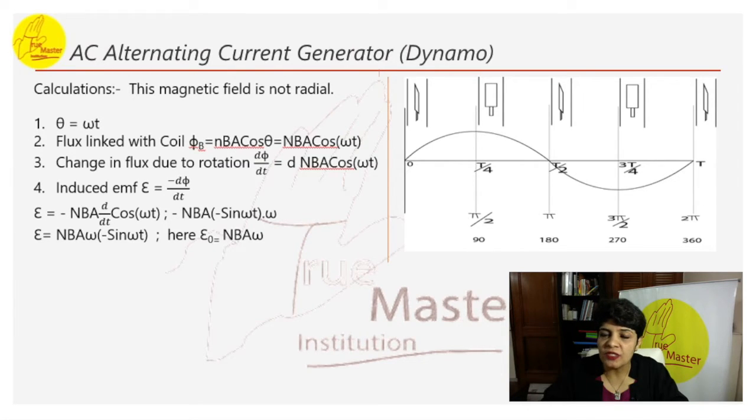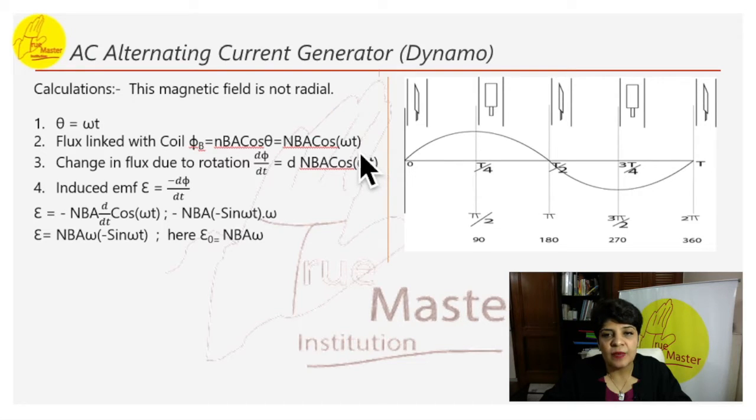Now the calculations mathematically. You have noticed that the magnetic field is not radial here, because in transformers, the way they were constructed, those were radial. Now in this, the magnetic field is not radial. That is one point you have to notice. And here we know theta is equal to omega t. Flux linked with a coil: what is the formula for flux? Flux is equal to NBA cos theta, right? So theta can be replaced with omega t.